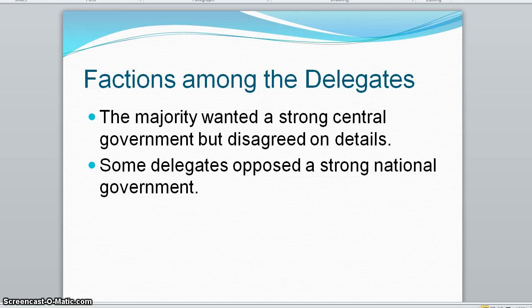Most delegates favored a stronger government. There's no agreement on structure or strength. The majority of the delegates were strong nationalists, seeking a powerful central government. It was George Washington and Benjamin Franklin in that group. But there were some other delegates who opposed a strong national government, and some were totally against any national authority.